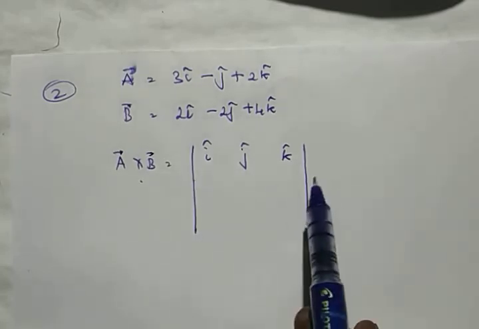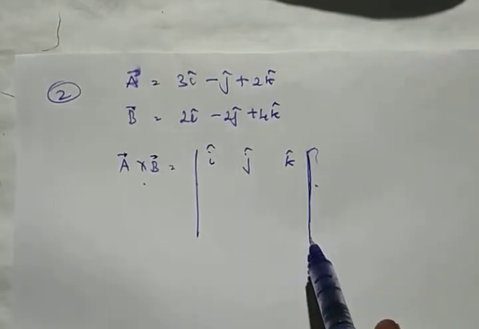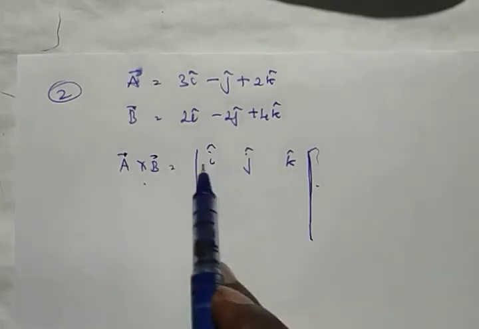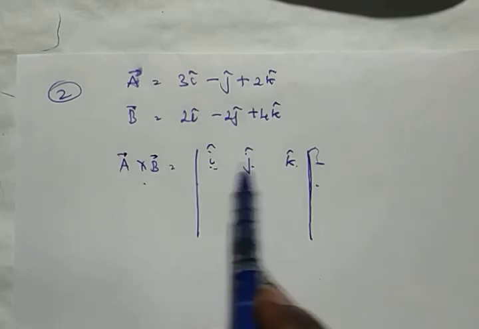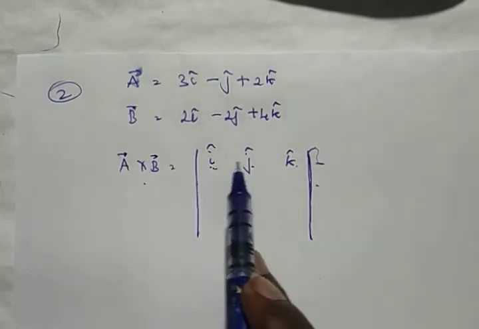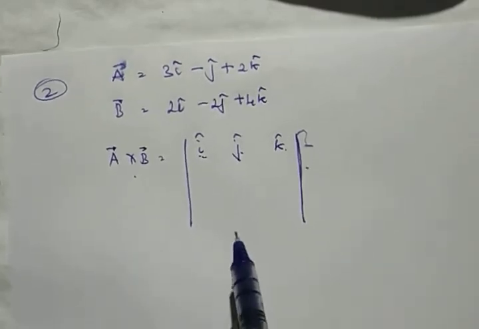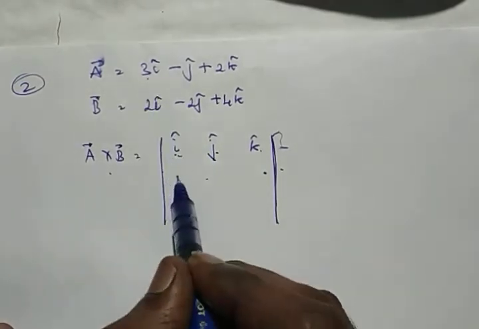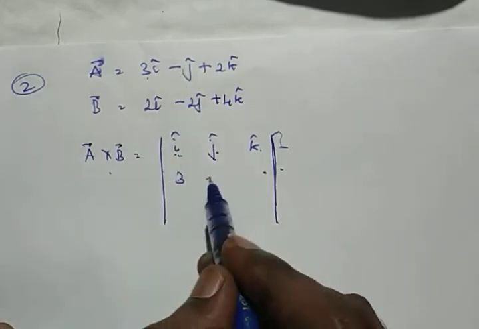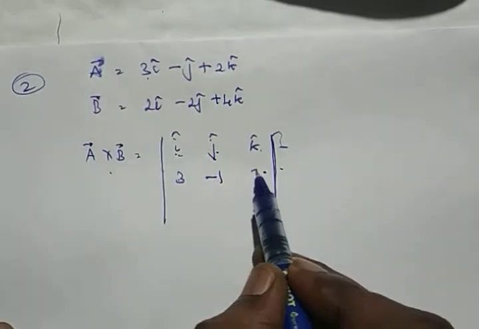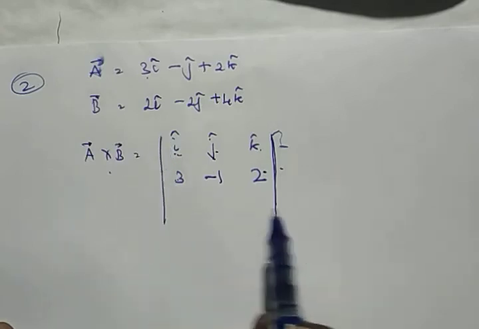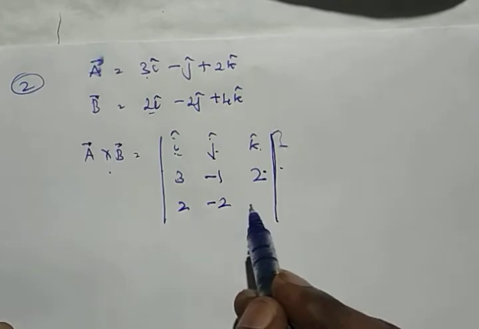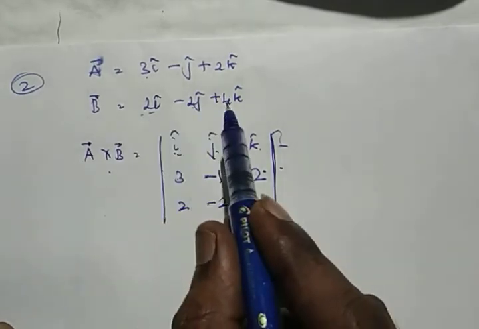Put the determinant symbol. The determinant symbol is two parallel lines like this, and you're going to have three rows, row 1, row 2 and row 3. First row is I, J and K. Direction of the x-axis, direction of the y-axis, direction of the z-axis. Then the magnitudes have to be put down for the first vector: 3, minus 1, and plus 2. And the third row is the magnitude of the second vector: 2, minus 2, 4.